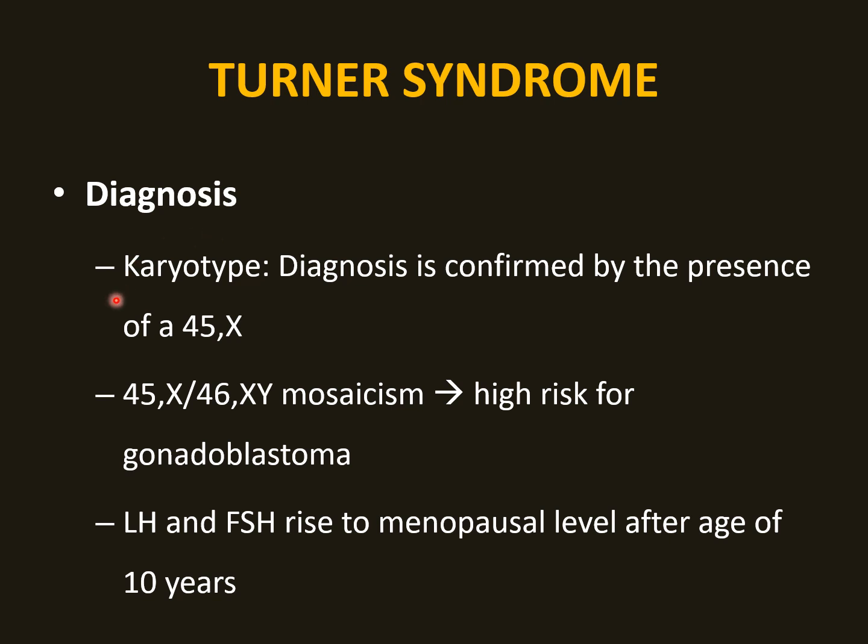Diagnosis of Turner syndrome is karyotype. Diagnosis confirmed by presence of 45X. If you find 45X/46XY mosaic presentation, this is a high risk for gonadoblastoma. LH and FSH rise to menopausal level after age of 10 years.